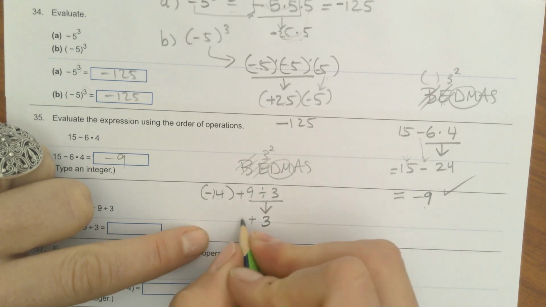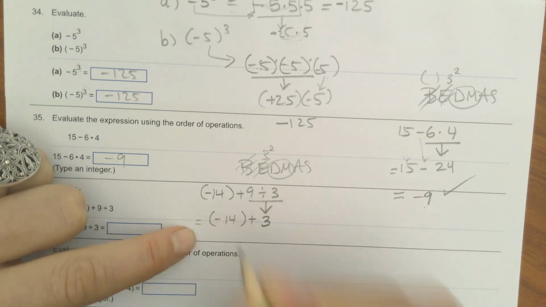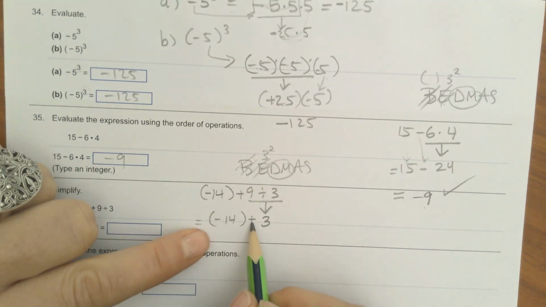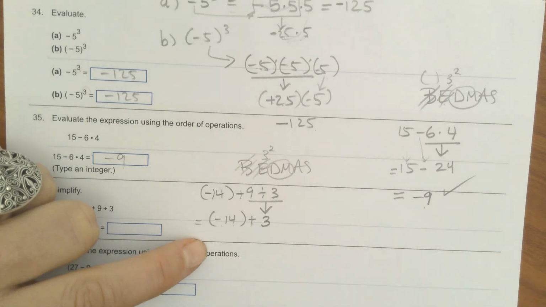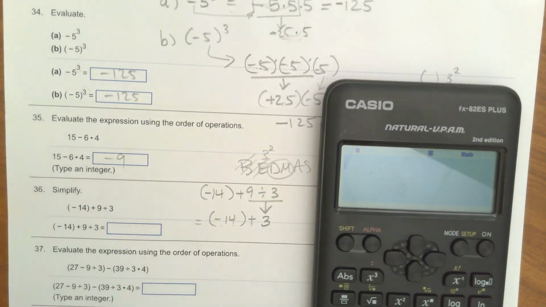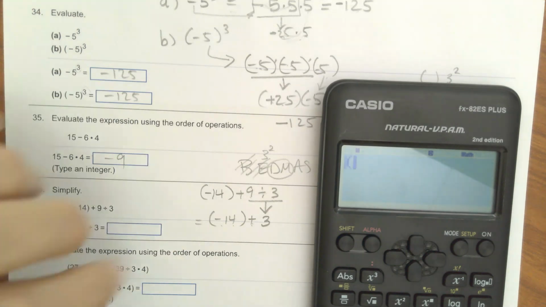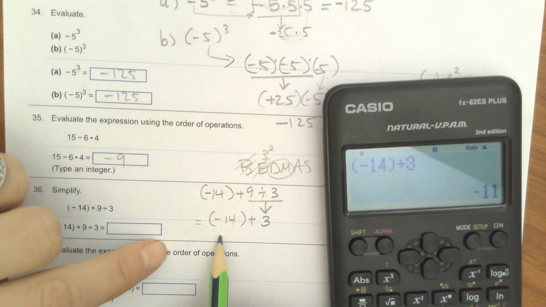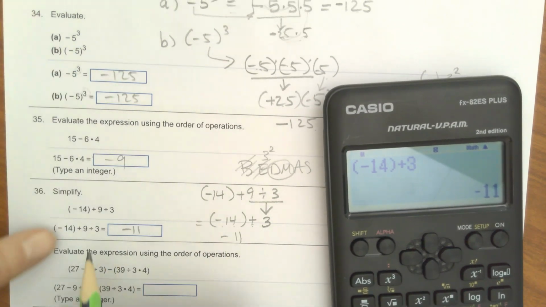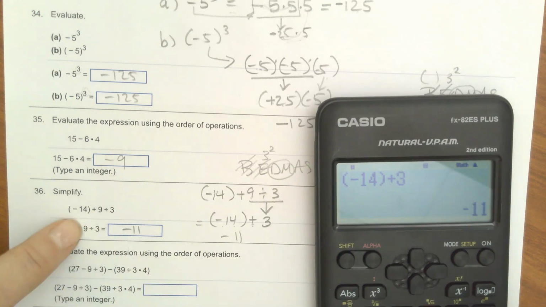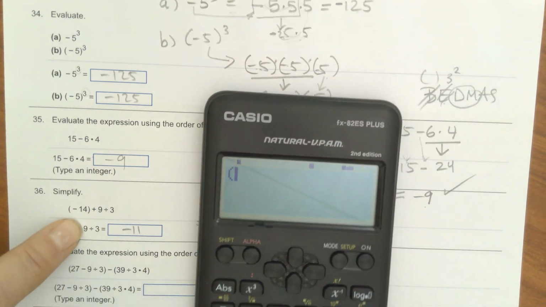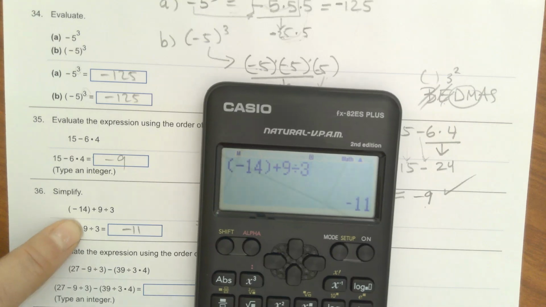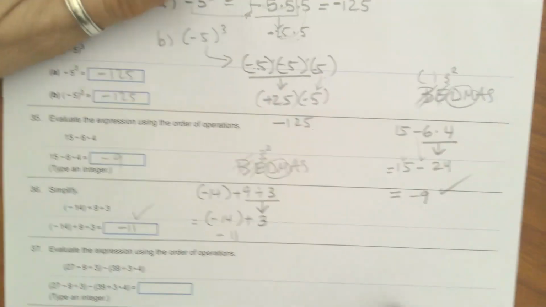Copy everything exactly the same that you see it. Okay. Now this says negative 14 plus 3. I can use the brackets or not, but it's always safer to use the brackets. So put it in how you see it. Minus 11. Now before you push enter in the computer, put the original thing back into the calculator to check to see if you're right. Yep, minus 11. Okay, next one.